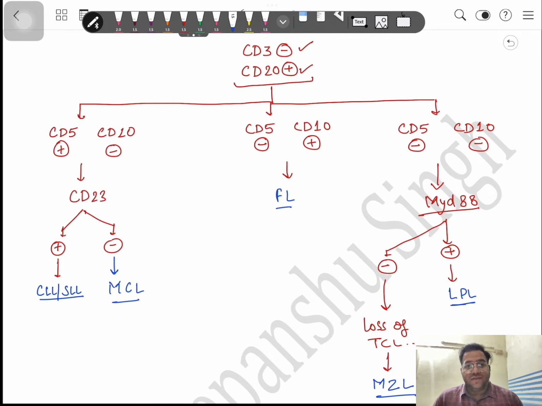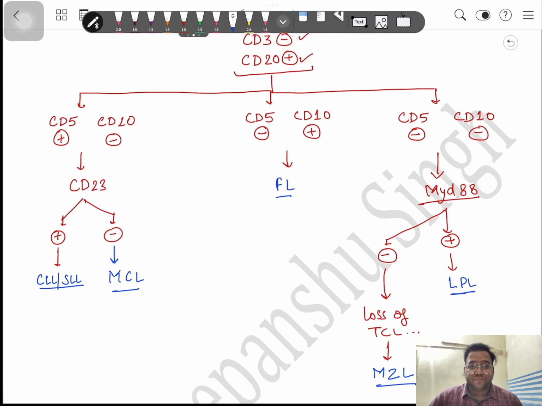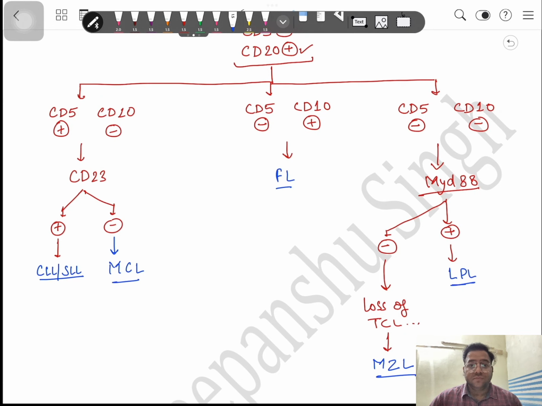CD5 and CD10 panel we do. Simple. This is a practical approach how to go to a particular diagnosis after histomorphology. So this is being asked in theory as well as in practicals. So keep that in mind. Thank you.